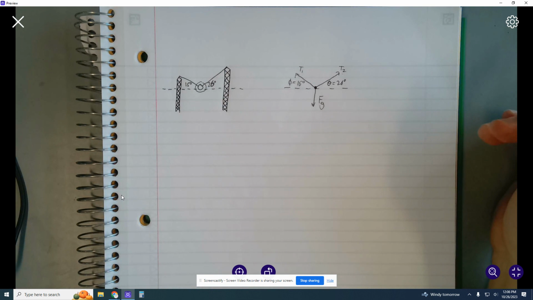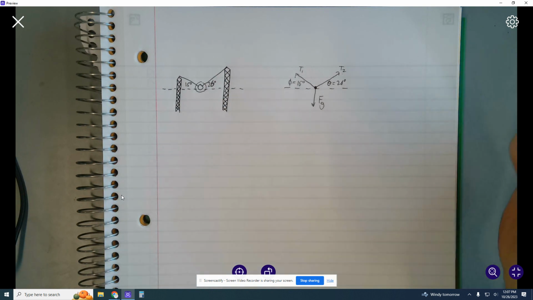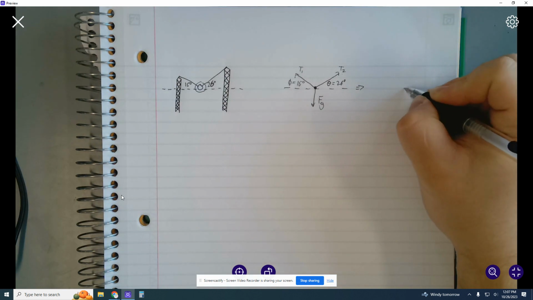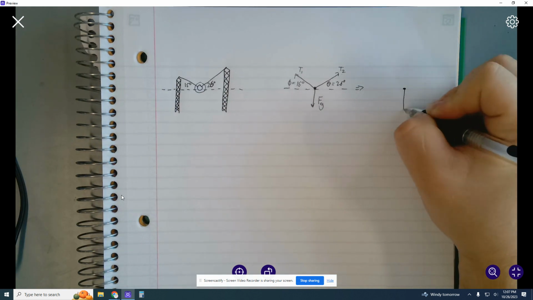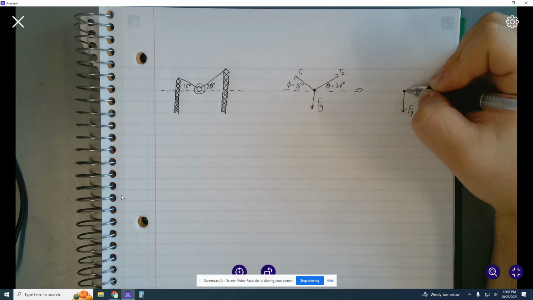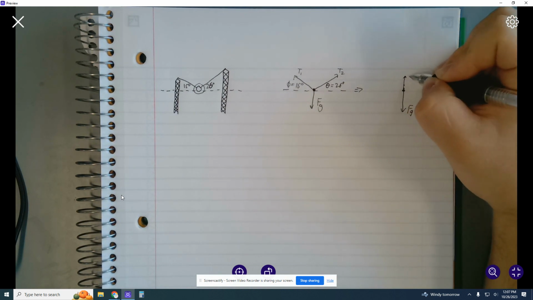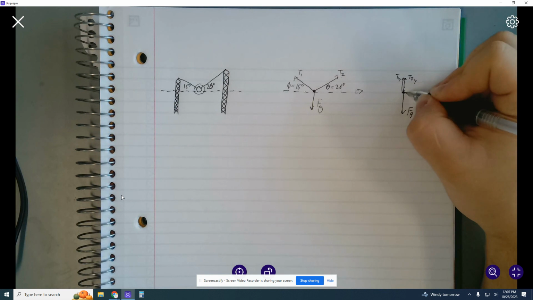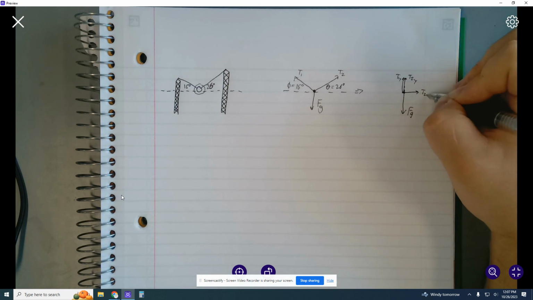All right, so my free body diagram is all set. From this, we can see that we're going to have x and y components. So if I wanted to, I could draw a second free body diagram with our weight down. We're going to have some y component of each of the tensions and some x component of each tension.